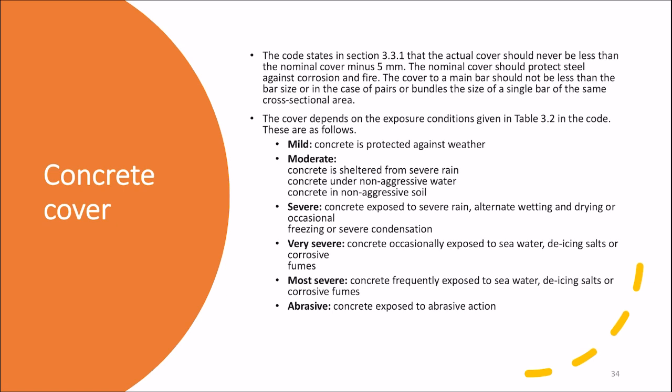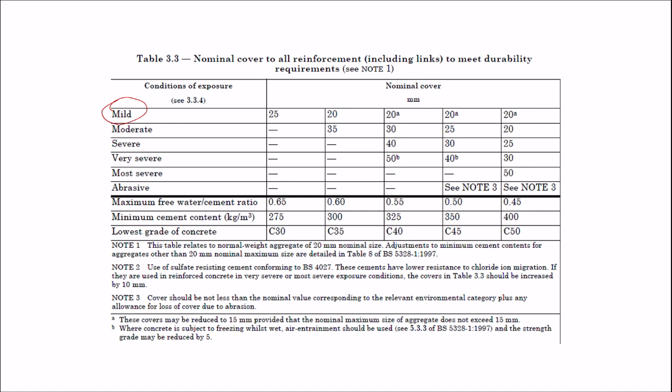The cover depends on the exposure condition given in table 3.2 in the code. We have mild, moderate, severe, very severe, most severe and abrasive. It always depends on the weather, which means where your site actually is, where the building is. For mild, you see this is 25. So normally we will use 25 mm as the concrete cover.